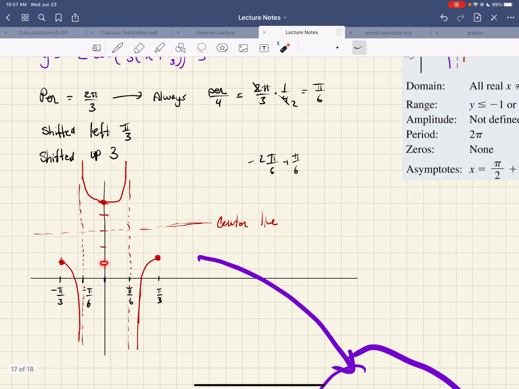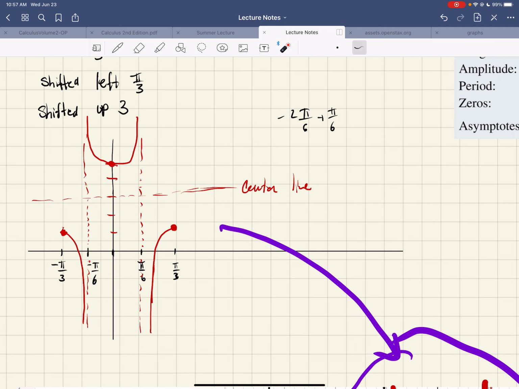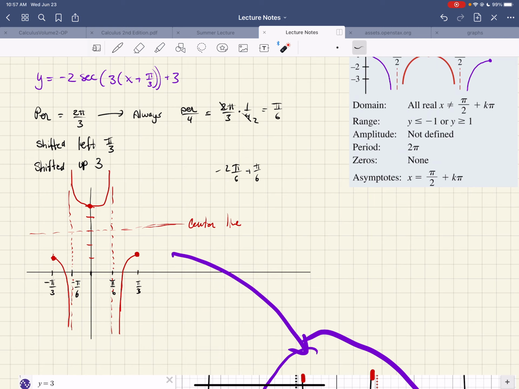Okay, so we go 1, 2, 3. I put my center line in at 3. We were left pi over 3, so I start at negative pi over 3. Negative pi over 3 is negative 2 pi over 6. And so I'm going to go up whatever that period divided by 4 is. So up pi over 6, up pi over 6, up pi over 6, up pi over 6. And negative 2 pi over 6 plus a pi over 6 is negative pi over 6, plus a pi over 6, you're at 0, plus a pi over 6, you're there, and a 2 pi over 6 is pi over 3.